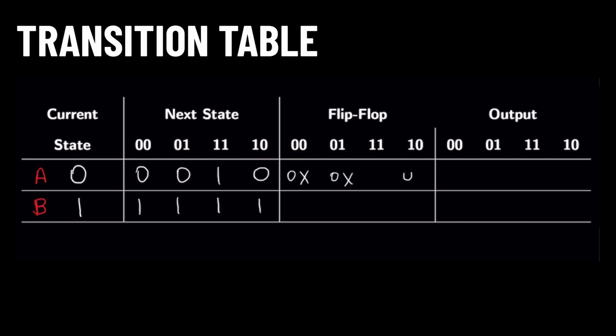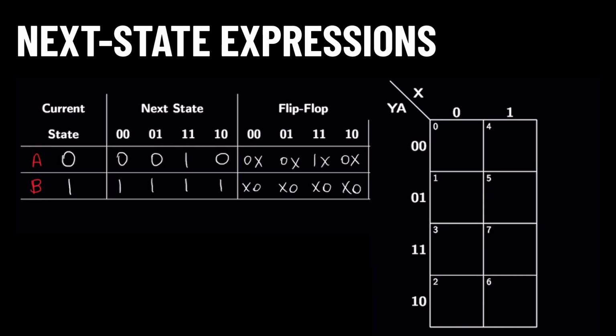Then, use the transitions for JK flip-flops to derive the flip-flop values required to create each of these transitions. Finally, fill in each of the corresponding output values for each transition. Now we can take each of the flip-flop value columns to derive next state expressions. These will be the J and K input values for the flip-flop.